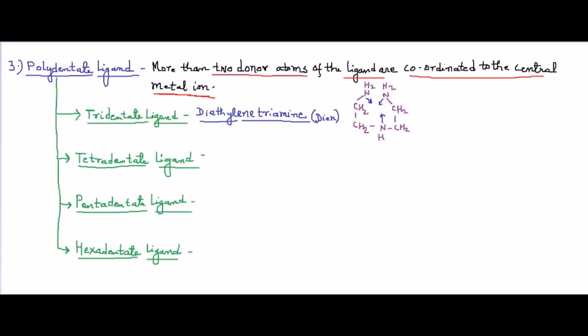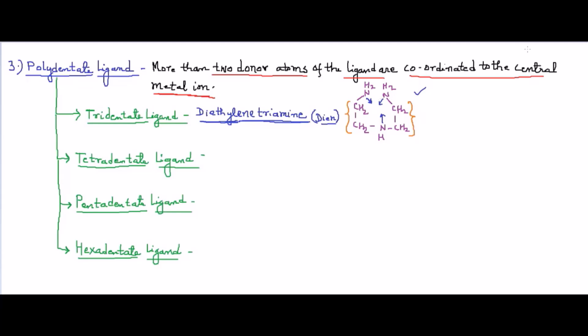Okay, so if you look at the example that I have written for the tridentate ligand, it is diethylene triamine, also known as diene. Diethylene triamine means it has two ethylene groups, CH2 here and CH2 here, and three amino groups, triamine, NH. Three amino groups means three nitrogen atoms as shown by the arrows. That means there are three donor atoms. That is why it is a tridentate ligand, because it has three nitrogen donor atoms.